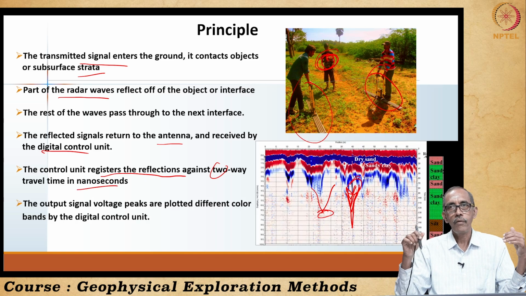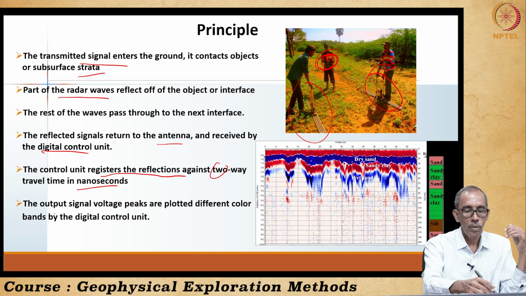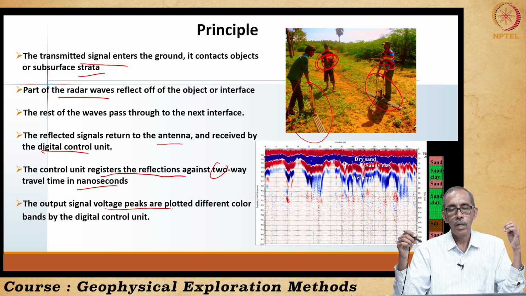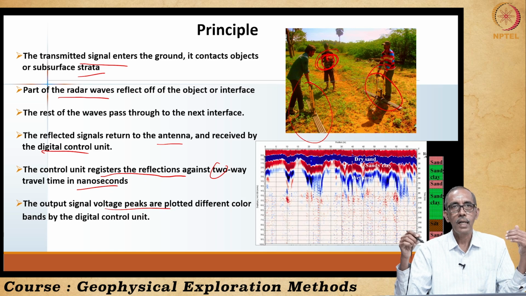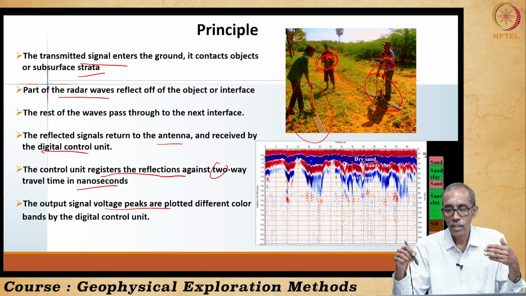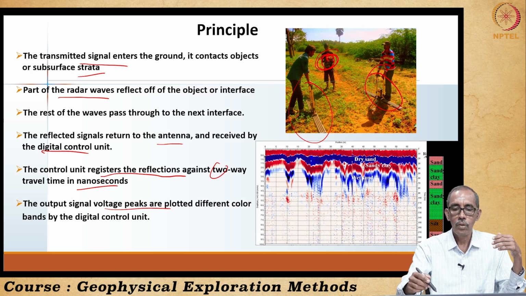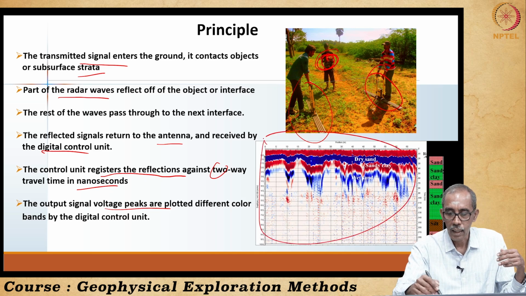The output of this is shown here, right. The output signal peaks are plotted in different color bands by the digital control unit, right. Some GPR units have a display, so as we carry out the survey in the field, we will be able to see it. In some of the models, we have to download the data using the software provided, and we will be able to bring out this diagram, right.